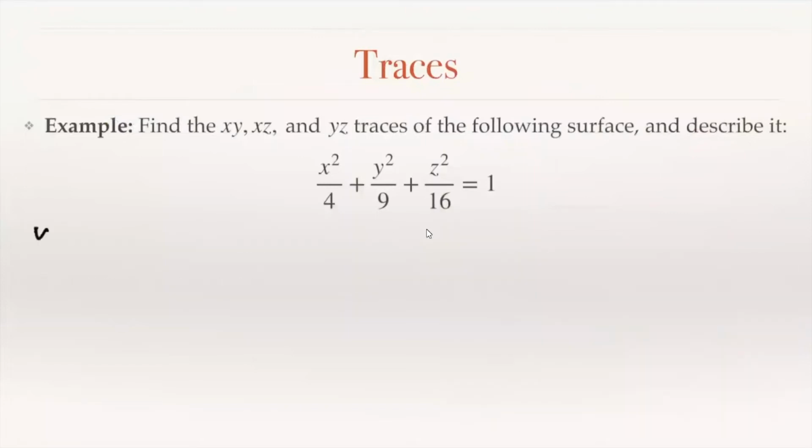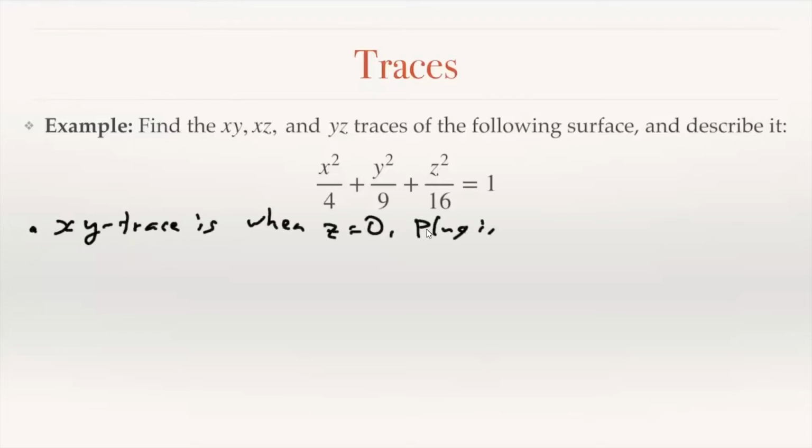So when z is 0, which will give us the xy trace, we plug that in, and we have x squared over 4 plus y squared over 9 is 1. Again, our z here is 0, so it goes away. And we already know that that is an ellipse.